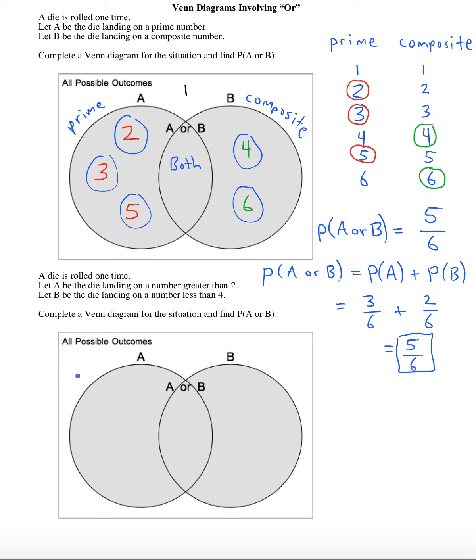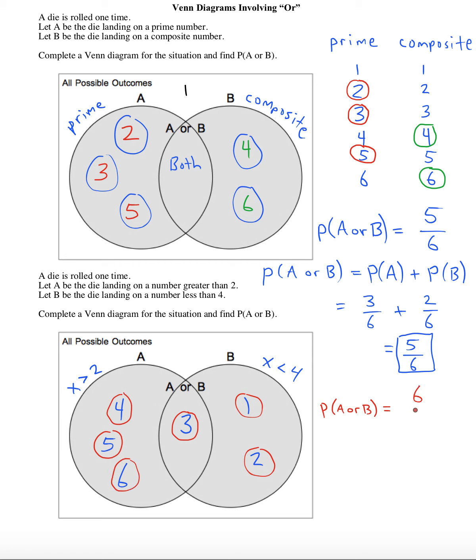So in the next example, we want A to represent outcomes that are greater than 2. B represents outcomes less than 4. This is one that we had done before. 3 is a number they share in common. We'll have 4, 5, and 6 over here, and 1 and 2 over here. So if we want to find the probability of A or B, it will be as simple as just counting up how many are in the success region, which is the gray shaded region. 6. And there's a total of 6. So the probability of A or B here is 1. So if you roll a die one time, it's guaranteed that you'll get a number that's either greater than 2 or less than 4.